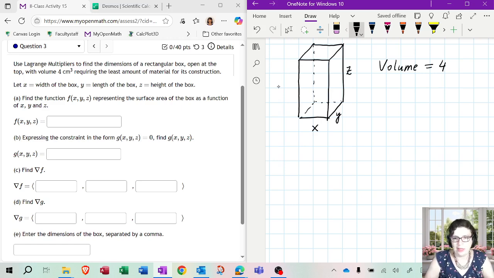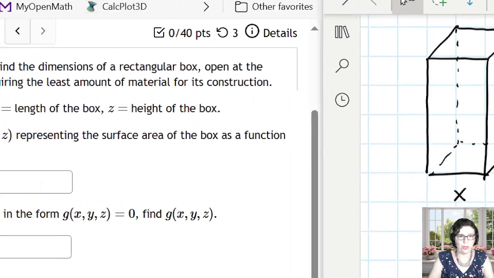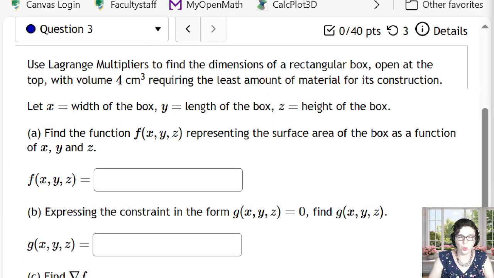I find that the biggest mistake my students make is that they never understand which of the two functions is f and which one is g. So where is the constraint, and which function are we trying to maximize or minimize? Remember that the function f is your objective function. That's the one that you're trying to maximize or minimize.